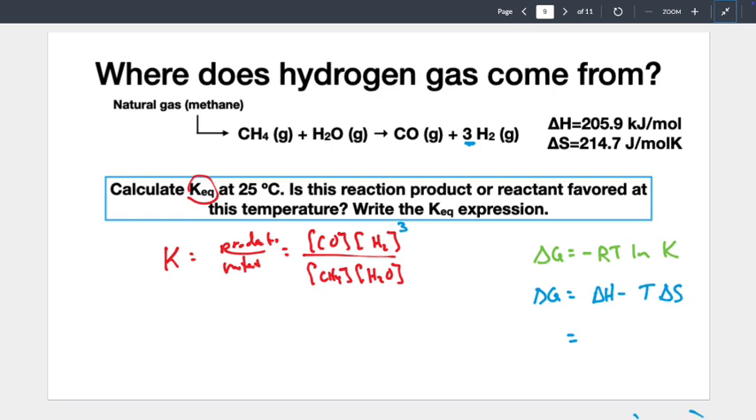Our delta H was 205.9. We want to make sure that we include our units because that's a silly place to lose points. So our delta H is 205.9 kilojoules per mole. I personally like the fraction format and think the slash format is dumb. Does anybody know why we have that slash format? Computers. That's literally it.